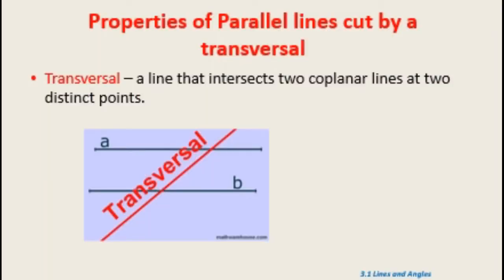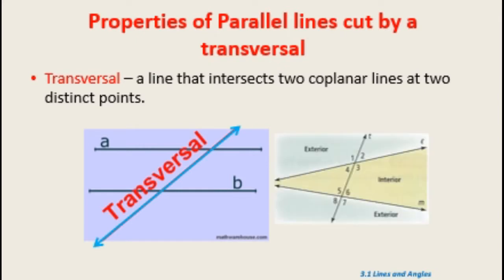Now let's talk about properties of parallel lines cut by a transversal. When we say transversal, it is a line that intersects two coplanar lines at two distinct points. So observe the given illustration. I have here parallel lines, line A and line B, and a transversal line. And to easily understand the properties of parallel lines, I have here another illustration. So I have here line L and line M and a transversal line, which is line T.